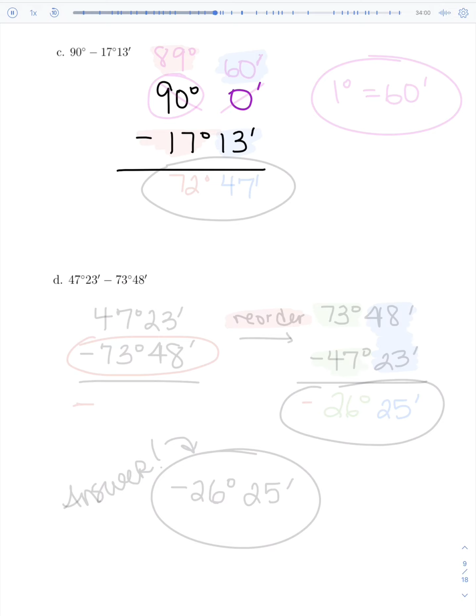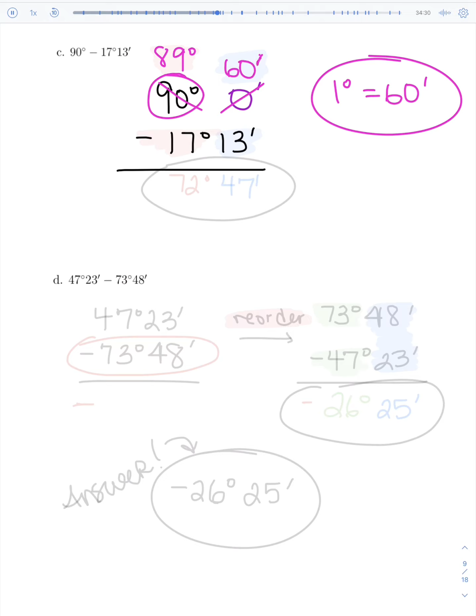So what we need to do is turn the 0 minutes into something bigger. How we're going to do that is by borrowing a degree. Remember, a degree is equal to 60 minutes. So I can borrow a degree here. That'll turn this into 89 degrees. And the extra degree we're pulling off will turn into an extra 60 minutes.